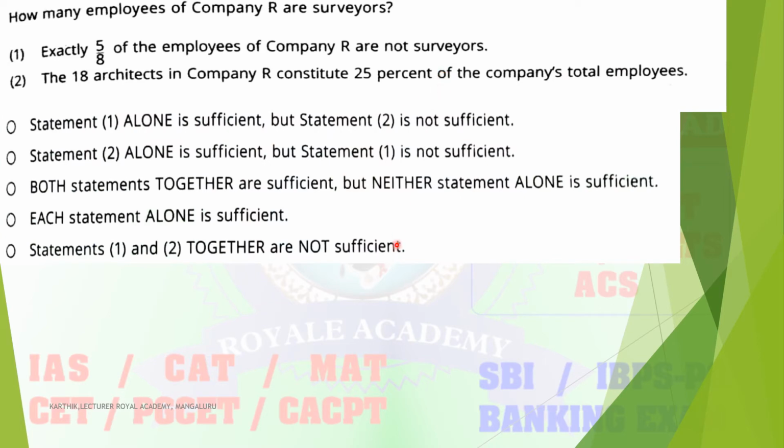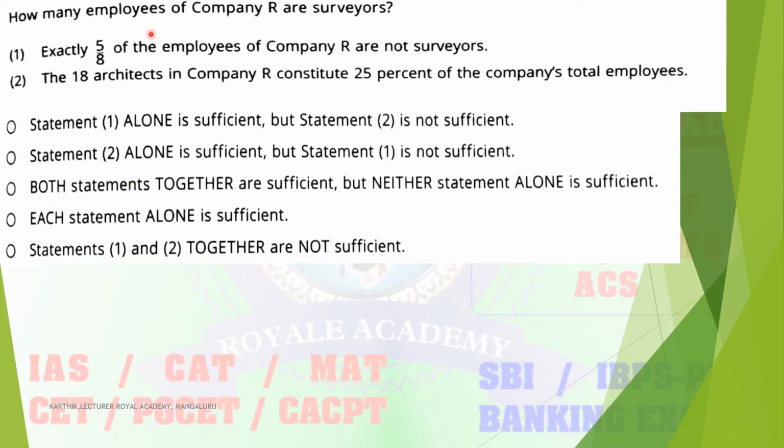The options of a statement problem are like this in all statement problems. The first option is: statement 1 alone is sufficient to answer the question. So statement 1 itself can answer the question. The question is how many employees of the company are surveyors. If from the first statement alone you can answer the question, then the first option is correct. Second option: statement 2 alone is sufficient to answer the question. In that case the second option is correct.